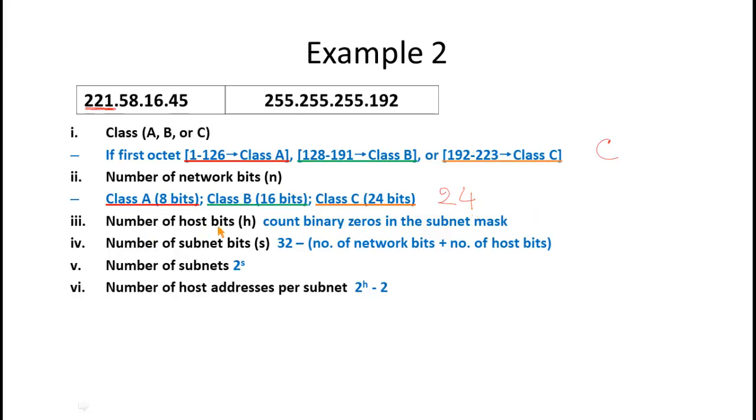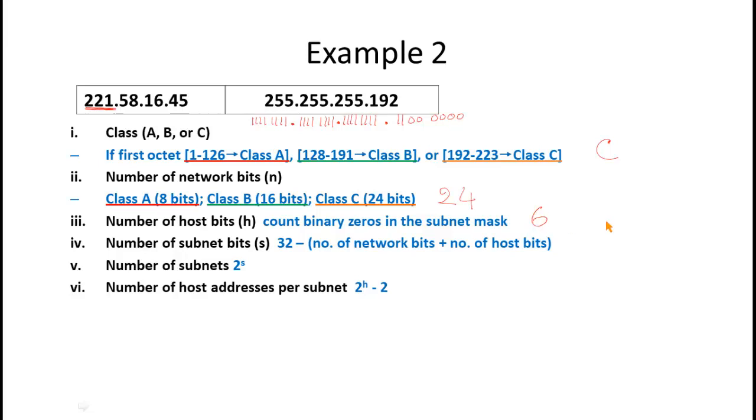Number of host bits. To find out the number of host bits, we count binary zeros in the subnet mask. This is the subnet mask given, and I am writing its binary equivalent. You can see in its binary we have 6 zeros, so the number of host bits will be 6.